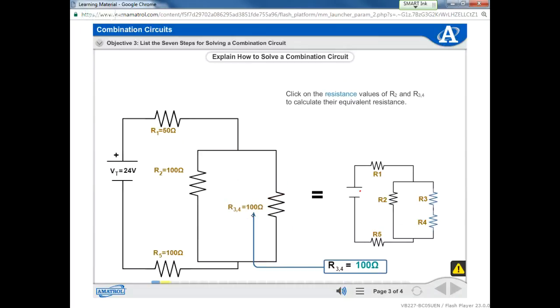Click on the resistance values of R sub 2 and R sub 3, 4 to calculate their equivalent resistance. All right. So over here, pay attention. This is our original circuit. Here we're going to simplify it out.